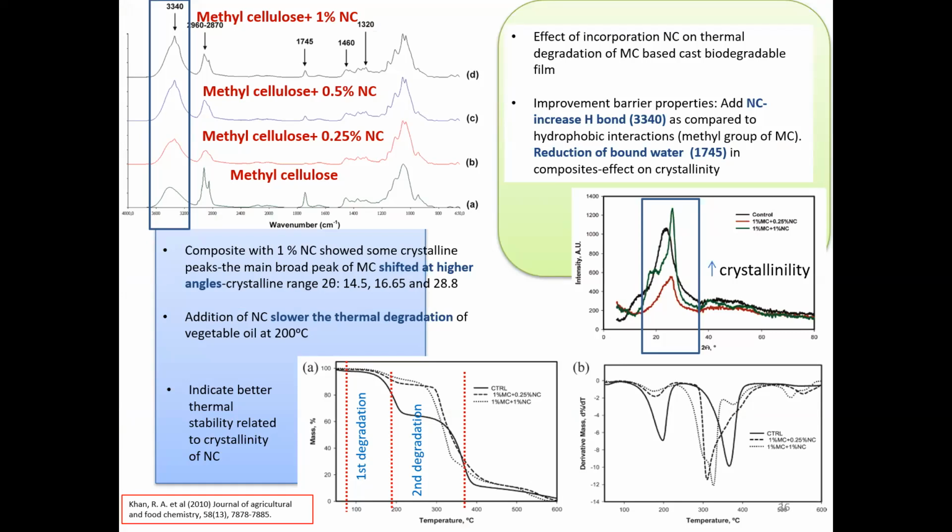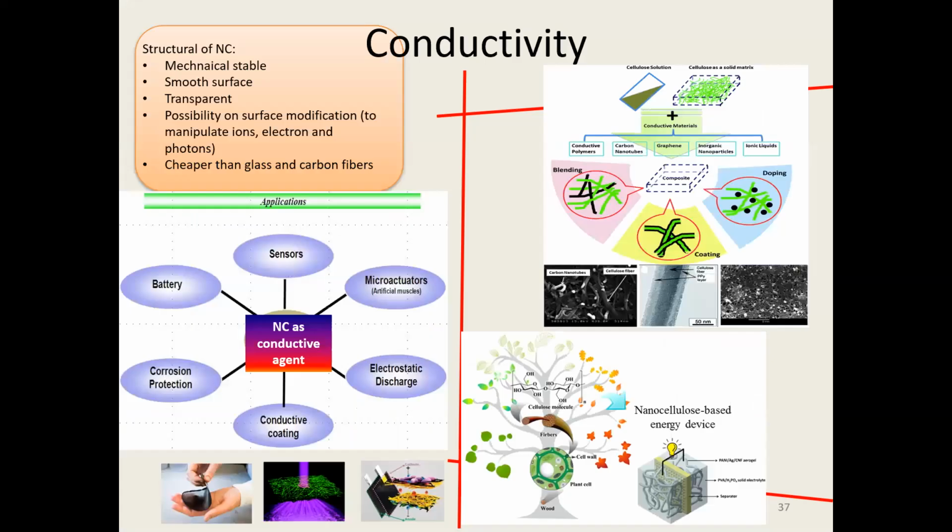and as I mentioned, nanocellulose is a potential material for electric and electronic conductive material in terms of energy, for example in sensors, for batteries, lithium, corrosion protection, conductive coating, and so on. But the limitation of nanocellulose in this aspect is that it is not conductive. So that's why we need to introduce a conductive material, for example through blending, coating, or doping process to make sure that the conductive particle has been introduced.